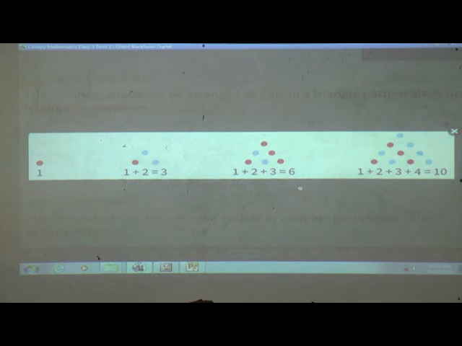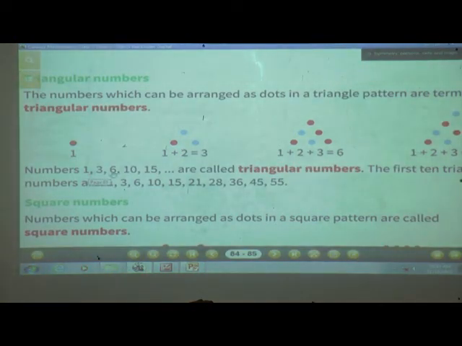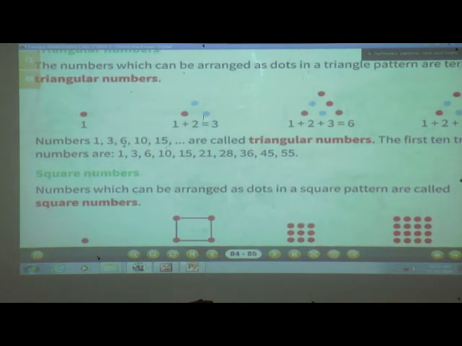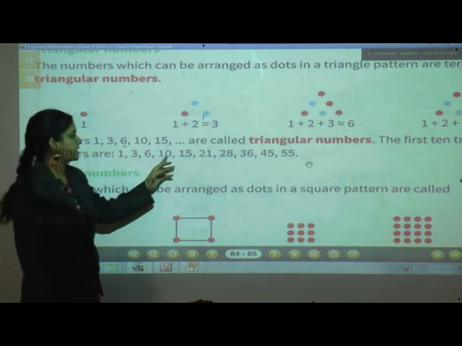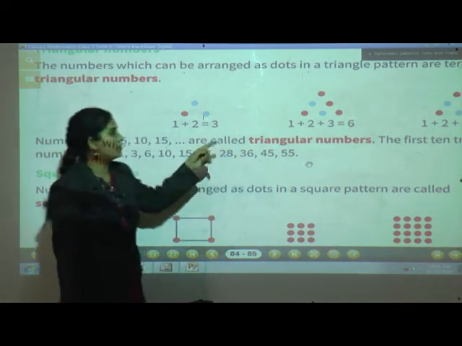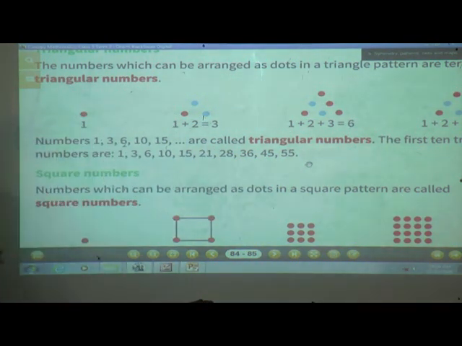Now students, here numbers 1, 3, 6, 10, 15 are called triangular numbers. The first 10 triangular numbers are, here they have given first 10 triangular numbers. That means we can draw like this. See, 1, 3, 6, 10, 15, 21, 28, 36, 45, 55. So we can draw these numbers in this triangular form also. Okay, so these are the triangular numbers.